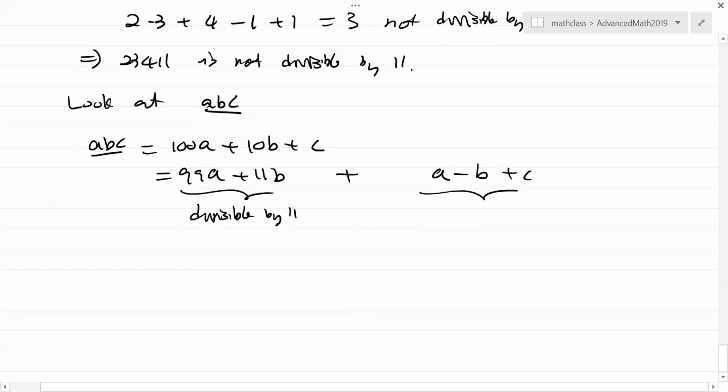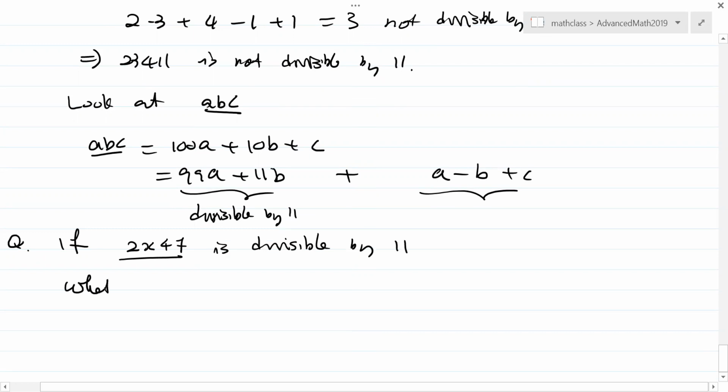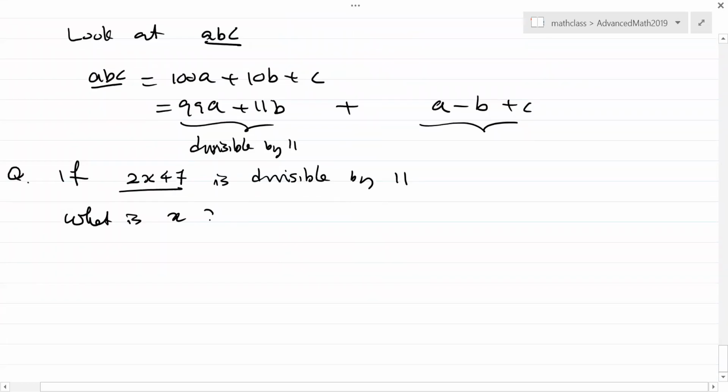All right, so we can check. Here's a question, still the same problem. If a 4-digit number, 2x47, is divisible by 11, what is x? Maybe you have more than one solution. So how to do that? How to do that, right?